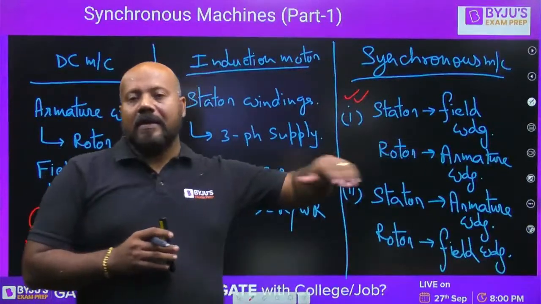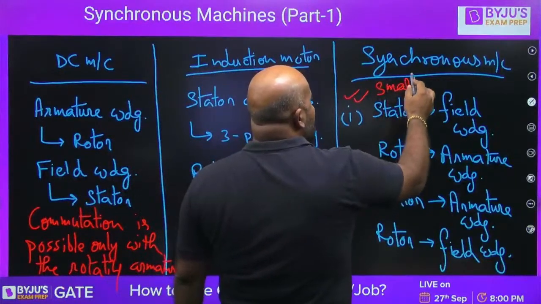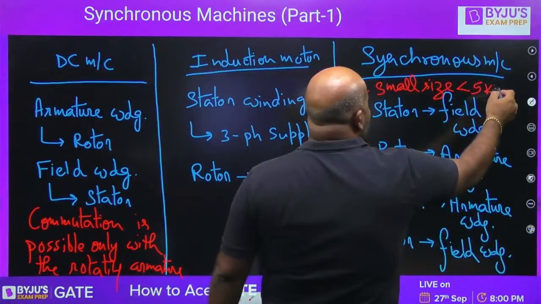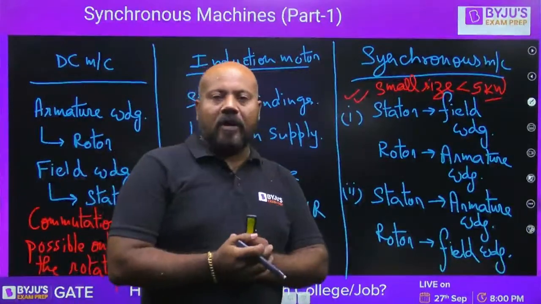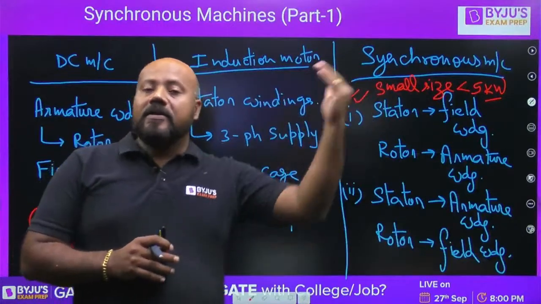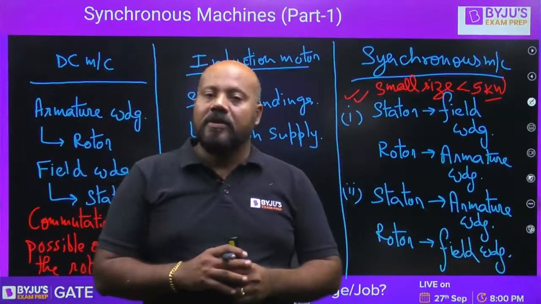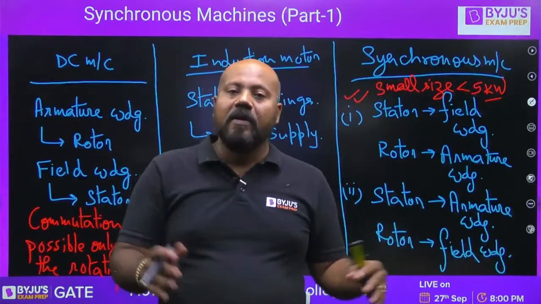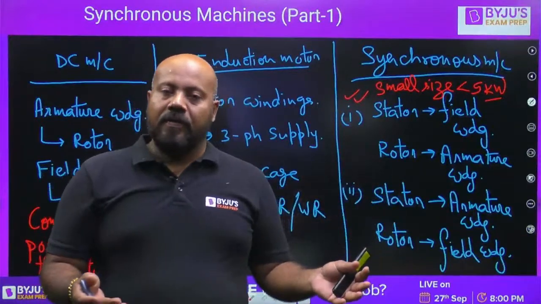going to have the armature winding, this will be preferred when it is a small size machine, when the rating is less than 5 kilowatt. When the rating is less than, approximately I am saying 5 kilowatt, then generally we go for this type of construction. But when the rating is high, when the machine size is very large, generally if you talk about the synchronous generator size is going to be very large, because we are not generating power at a small scale, we are generating power at a very high scale. That is going to be mega volt amperes, yes or no?